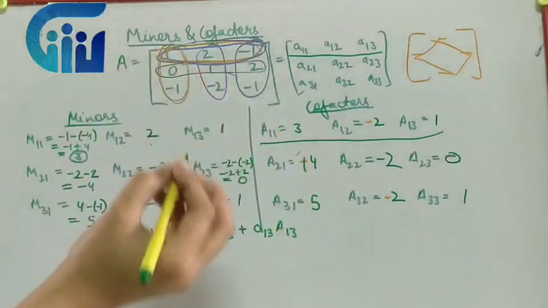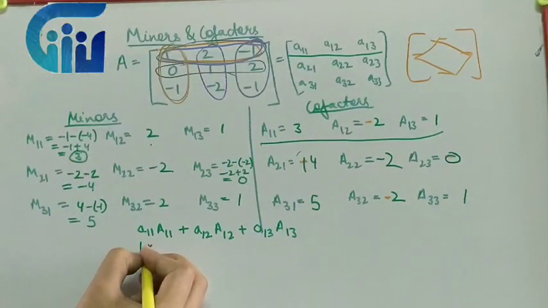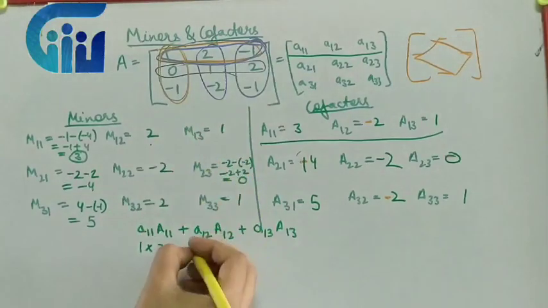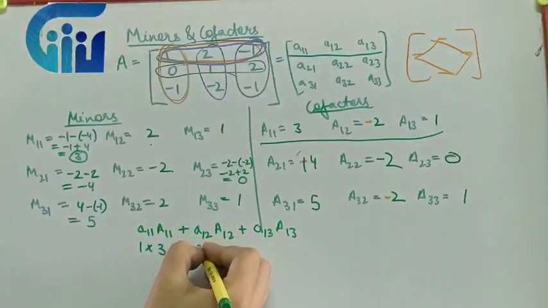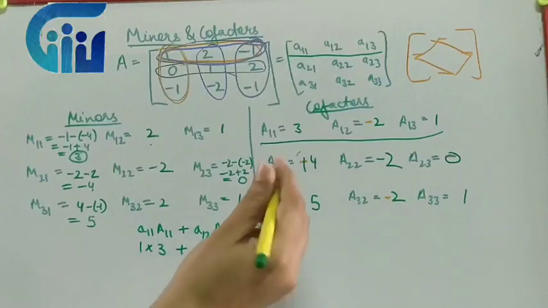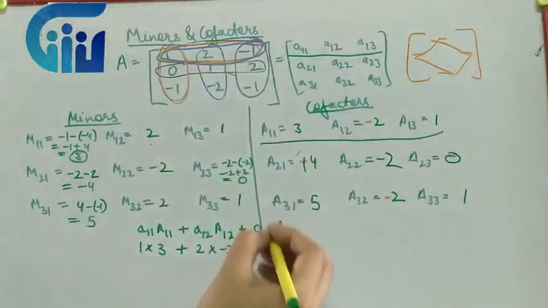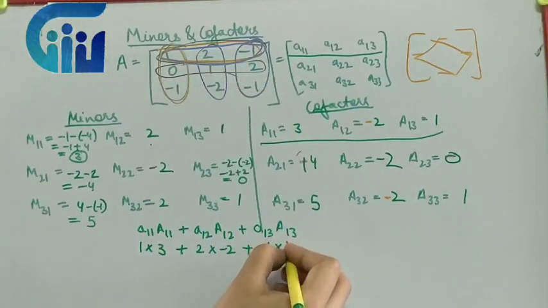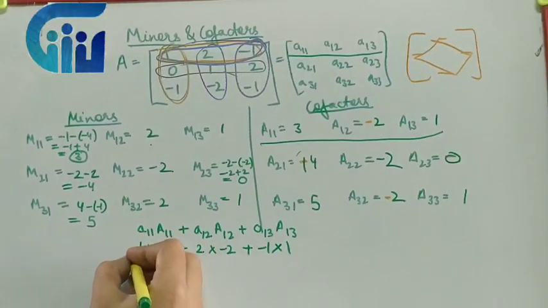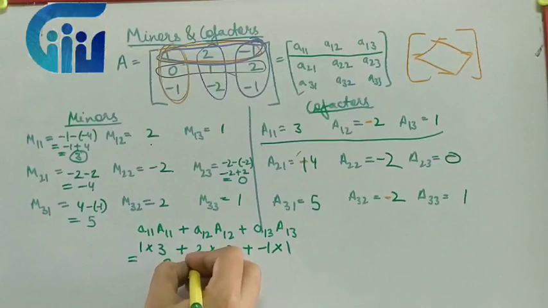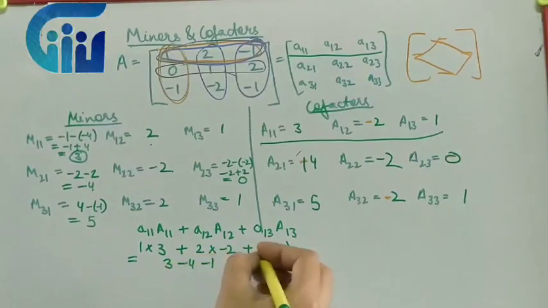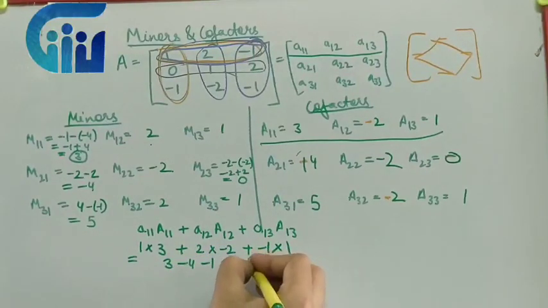Okay, so A11, the first element is 1, and its cofactor is 3. The second element is 2, and its cofactor is minus 2. The third element is minus 1, and its cofactor is 1. So let's simplify this whole expression and see what we are getting. We are getting 3 minus 4 minus 1. So 3 minus 5 is minus 2. So I am getting a particular value.